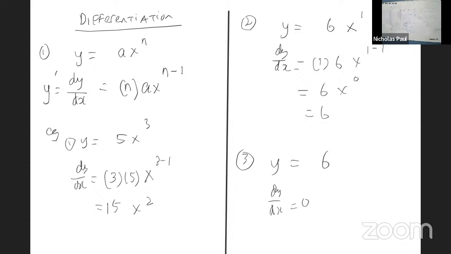I'm going to go a little bit fast because the objective today is to cover both of them. I'm going to go a little bit fast.